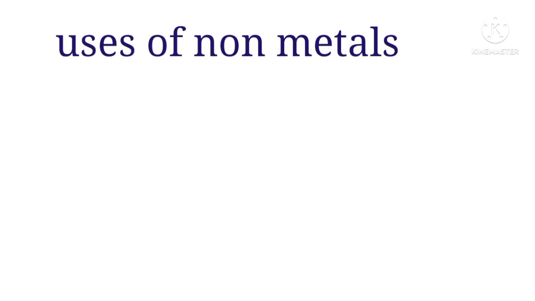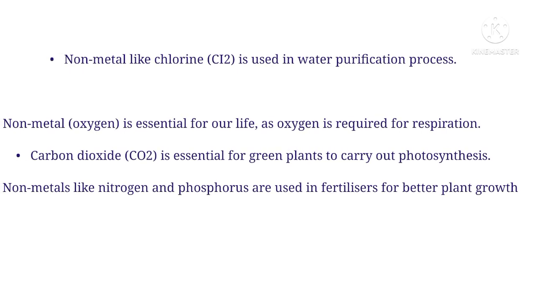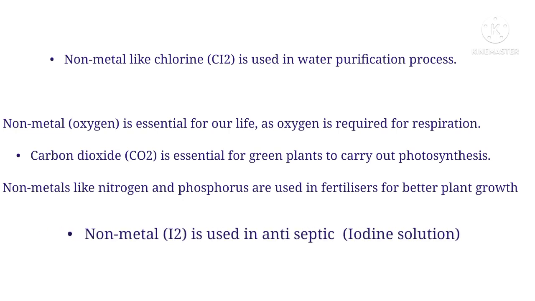fields. Uses of non-metals. Chlorine is used to kill germs. Chlorine is a non-metal which is used to kill germs. I mean to say, you have heard about chlorination of water. In chlorination, we add chlorine to the water in order to kill germs. Non-metals like oxygen and carbon dioxide are used in respiration. Oxygen is taken in by animals, and carbon dioxide is taken in by plants. So oxygen and carbon dioxide are non-metals which help in respiration.